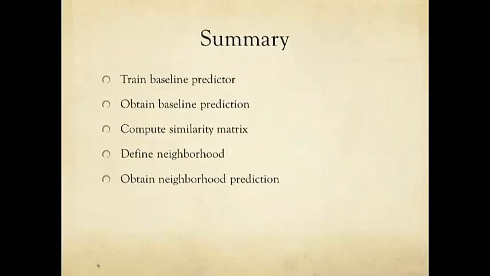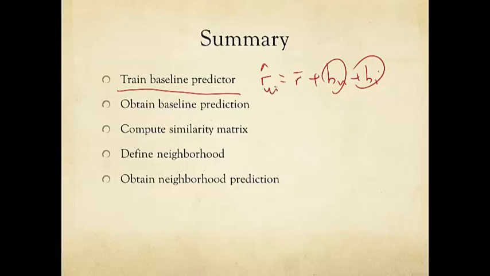So now let's summarize what we have at this point. The neighborhood predictor for collaborative filtering in Netflix consists of 5 steps. The first step is to train your baseline predictor, R hat equals R bar plus bu plus bi. I don't know what bu and bi should be, so I look at this prediction against the actual rui, take the difference squared, and solve the least squares problem. That will give me the bu, bi, and therefore the baseline predictor.